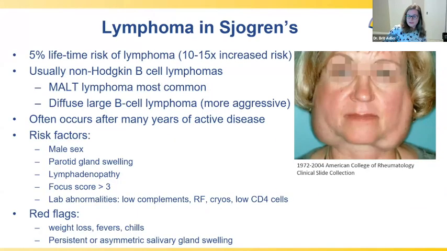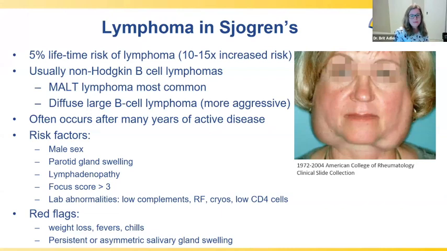Now, one of the more dreaded complications of Sjögren's is lymphoma. So patients with Sjögren's have a 10 to 15 times increased risk of lymphoma throughout their life. Roughly 5% of patients will develop lymphoma in their lifetime. Usually it's non-Hodgkin B-cell lymphomas. MALT lymphoma is the most common. We also see diffuse large B-cell lymphoma, which is more aggressive. And the lymphoma typically occurs years after patients have had active disease for years.